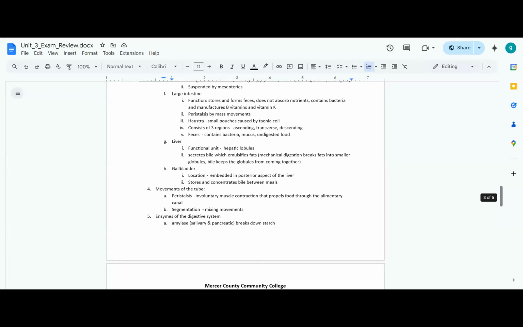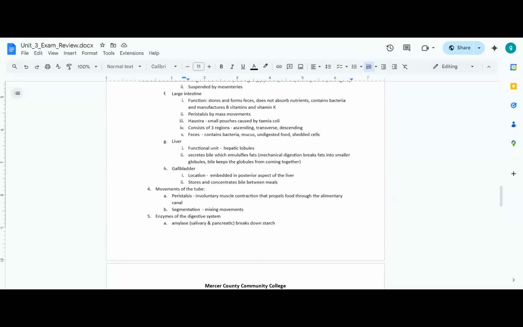Okay. Your feces contains bacteria, mucus, undigested food. I'm going to add shed cells that kind of come off in other areas of the digestive tract.